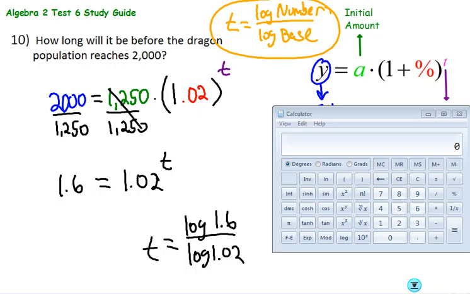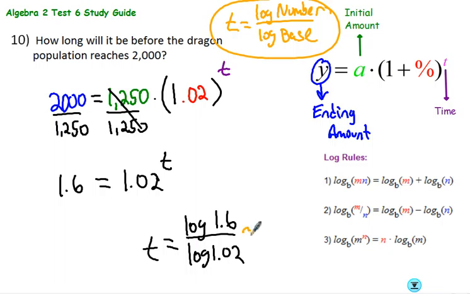I think where we left off was we were just needing to put this into the calculator. So let's do log of 1.6 divided by log of 1.02. And then we get 23.73 and a bunch of numbers. So let's just round to one decimal place, 23.7. So let's say approximately 23.7 years.